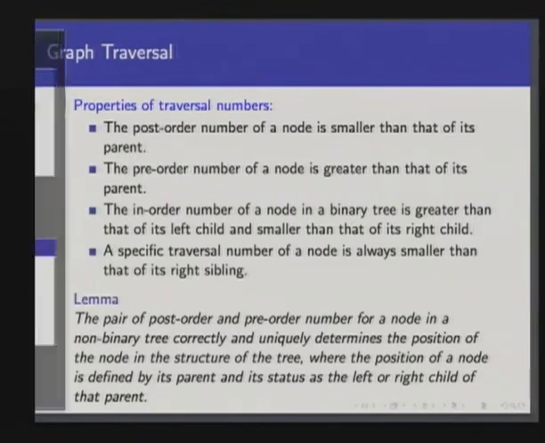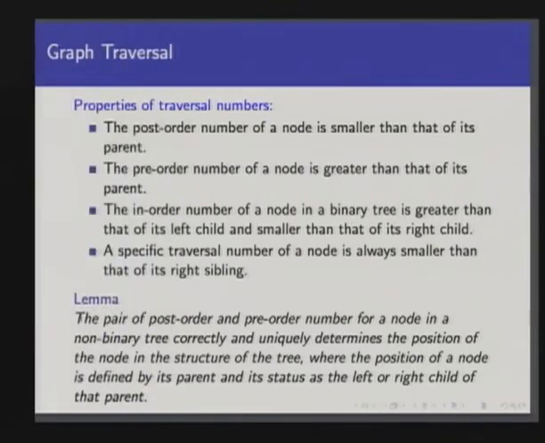So there is a lemma that the pair of post-order and pre-order numbers for a node in a non-binary tree correctly and uniquely determines the position of the node in the structure of the tree, where the position of a node is defined by its parent and its status as the left or right child of the parent. So this is a very interesting result.